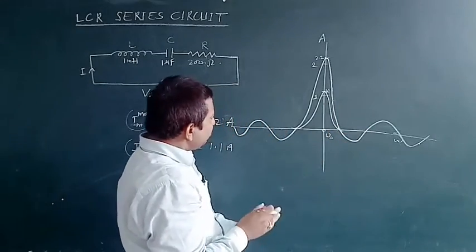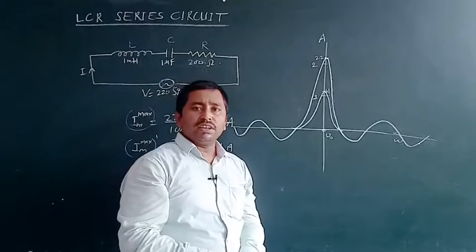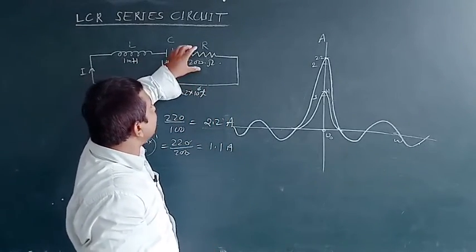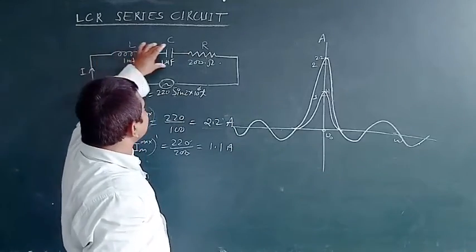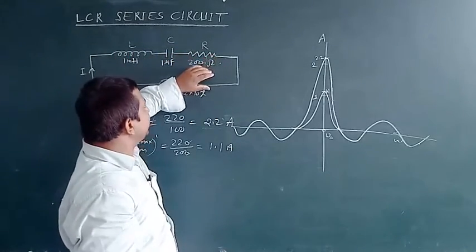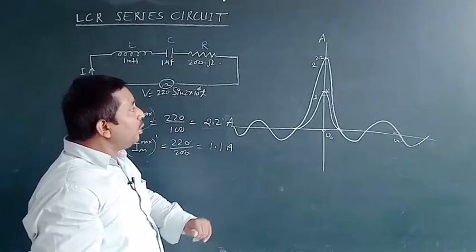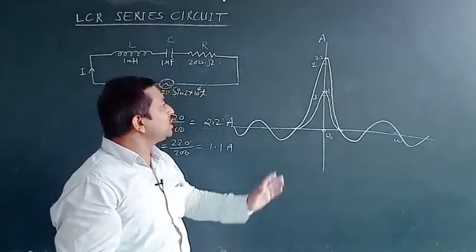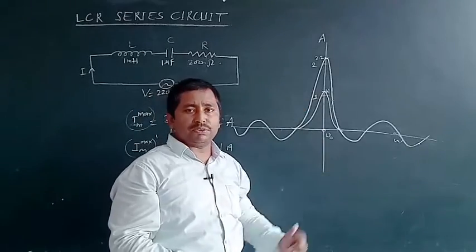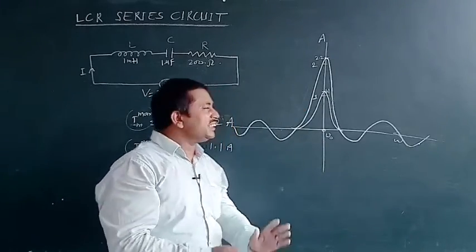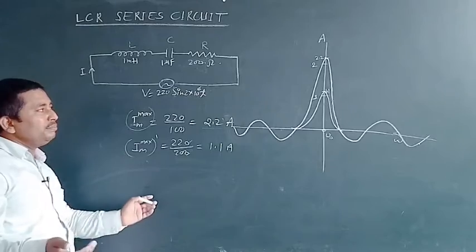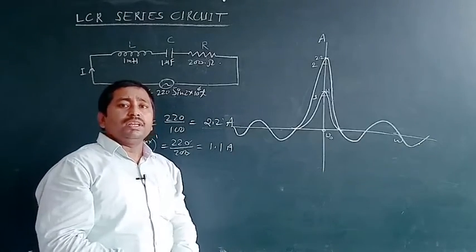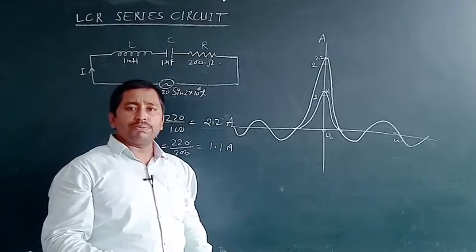So from here it is clear that when we increase the resistance in the LCR series circuit to twice its initial value, then the maximum current flowing through the LCR series circuit reduces to half of its maximum value. Okay, so this is a simple case by which we can understand resonance easily. Now let us discuss the sharpness of resonance.